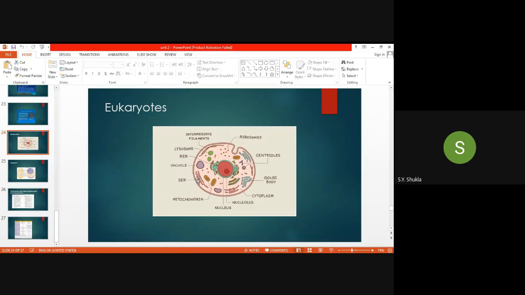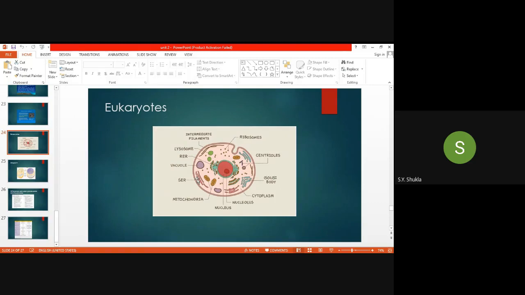Then what does the rough endoplasmic reticulum do? Protein synthesis. And what will the smooth endoplasmic reticulum do? Lipid synthesis. This way, this is the function of the endoplasmic reticulum in eukaryotes. This is a separate organelle of the eukaryotes. This is the general introduction about the cell organelles of the eukaryotes.